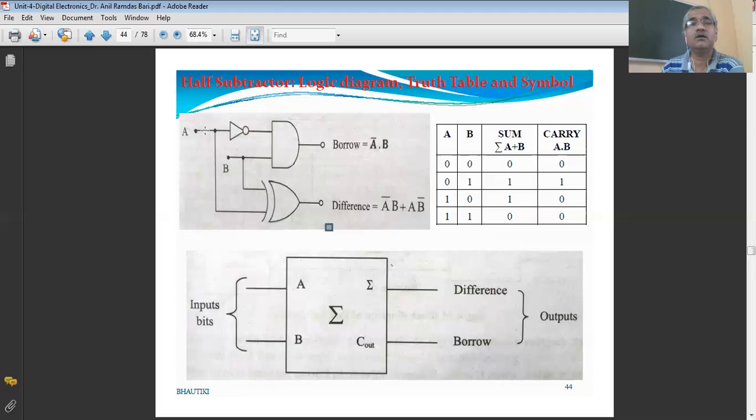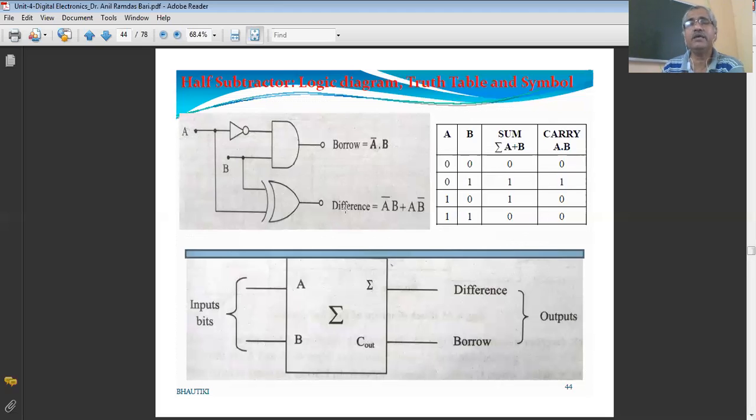But what about the borrow? When A is equal to 0, B is equal to 1, that means this A complement will be 1. So this is B, so 1 into 1. It is 1. So the borrow signal will be 1.